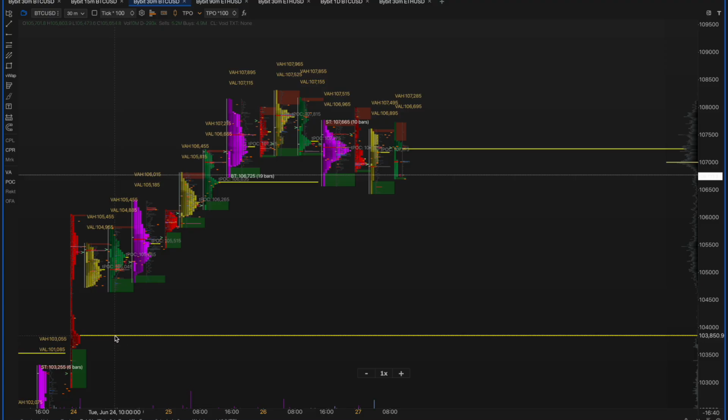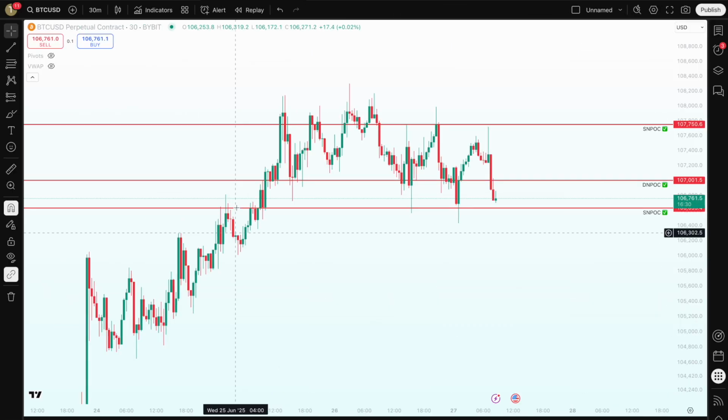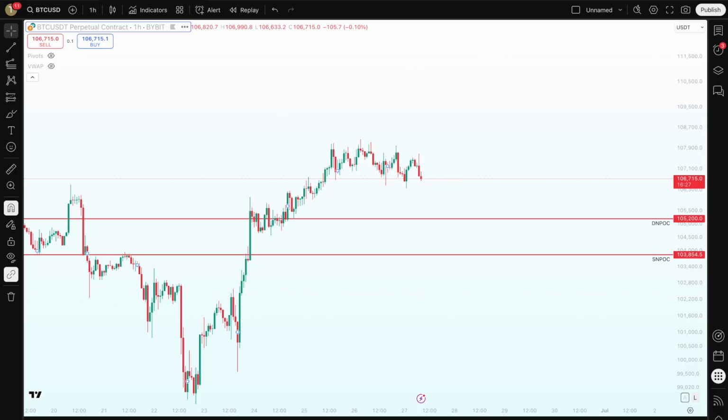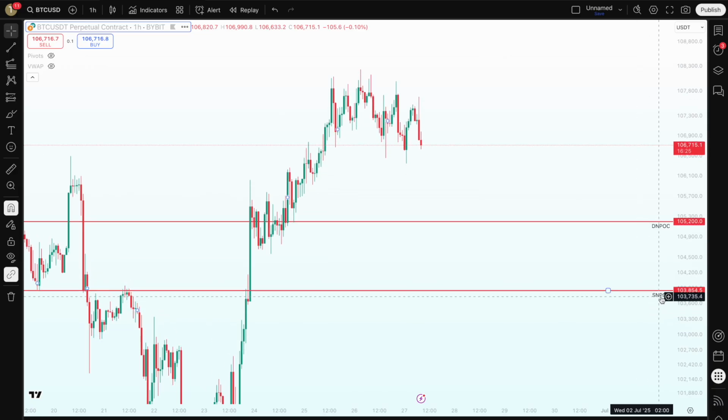It sits at 103.858, and that is the only level that I would mark on my chart as a session NPOC level. So what I do with these levels is I go back to my TradingView chart and I put them in like this, right? A session NPOC level at 103.854.